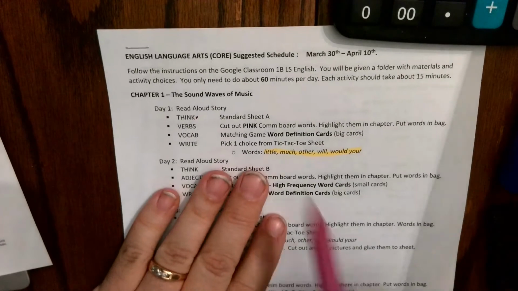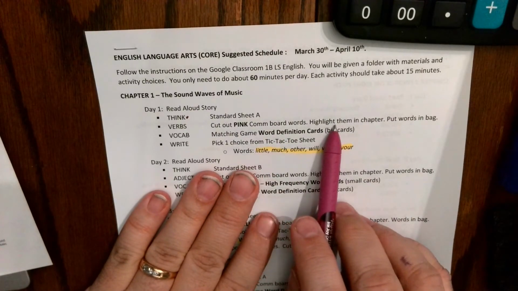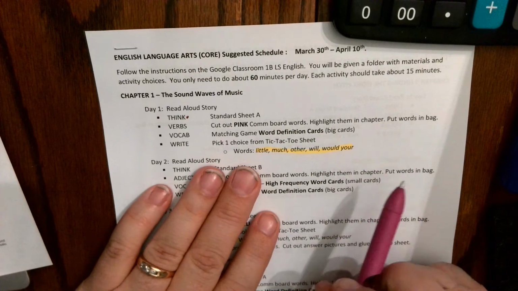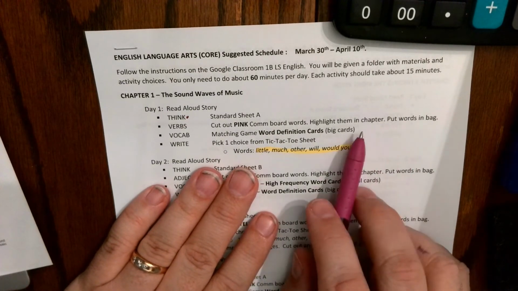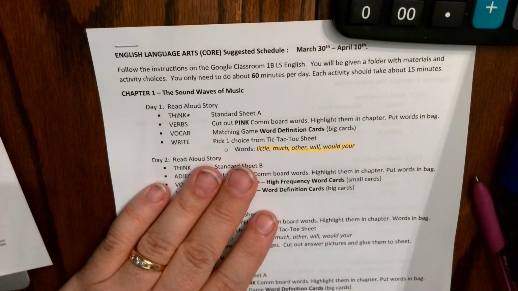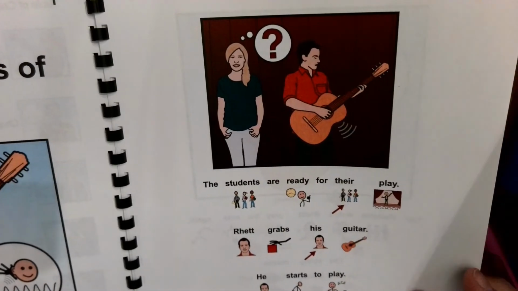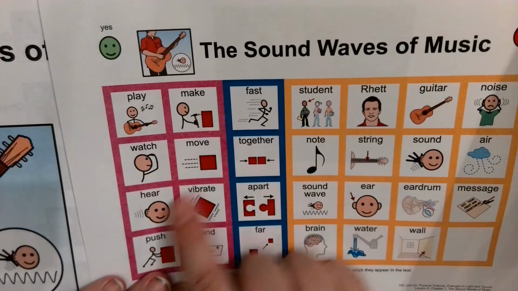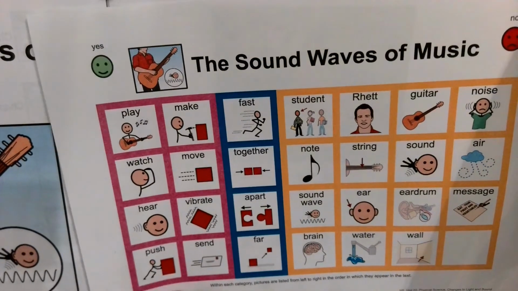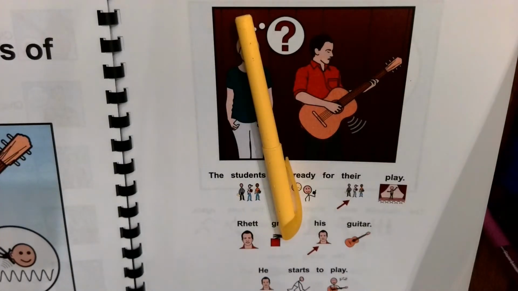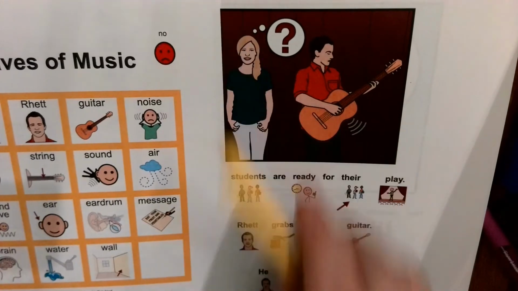So it says, cut out the pink COM board words and highlight them in the chapter, and then put the words in a baggie. I'm hoping I gave you extra baggies. If not, I'm hoping you can find one. Okay, so it says I need to find in my chapter the words play, make, watch, move, hear, vibrate, push, send. So I'm going to go ahead and get out my highlighter. That's why I gave you highlighters. And we're just going to find the words.